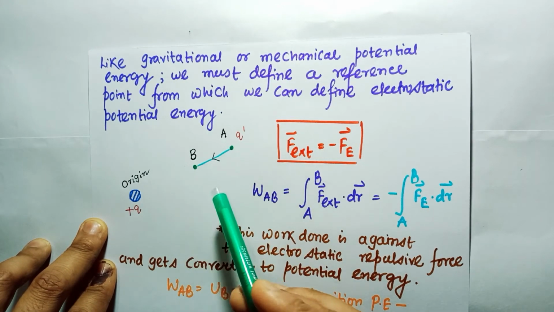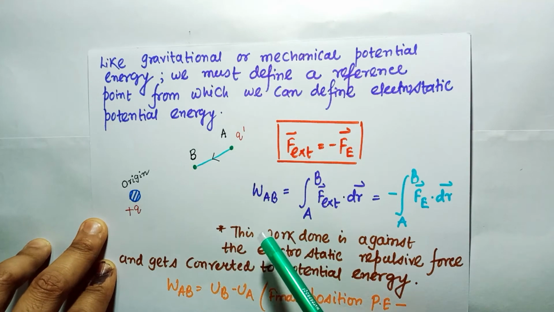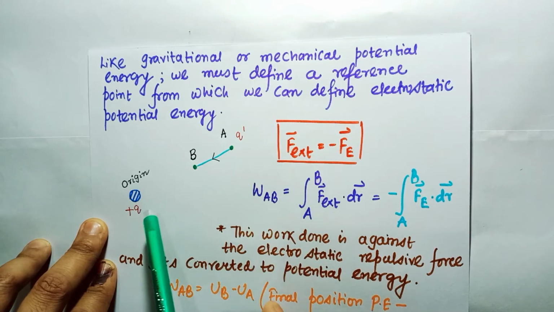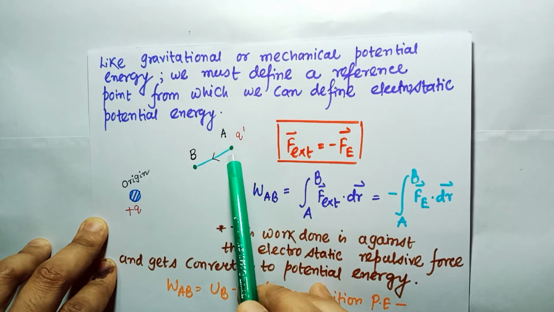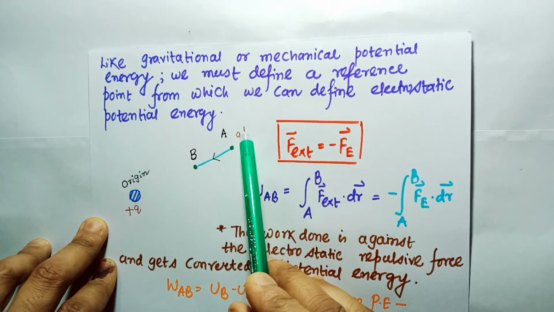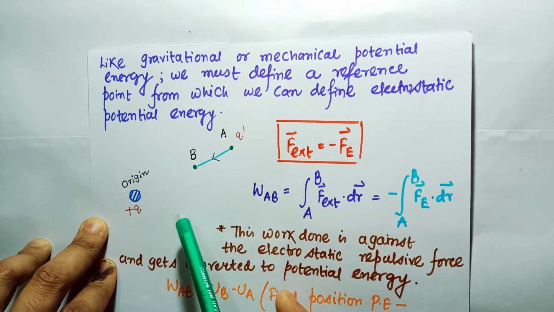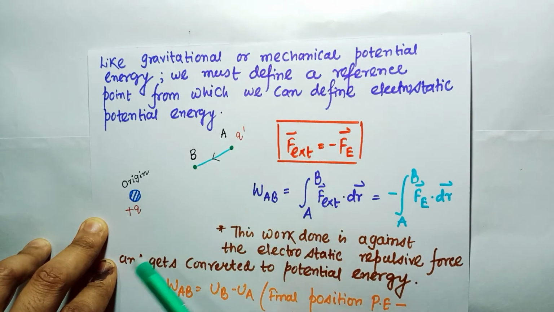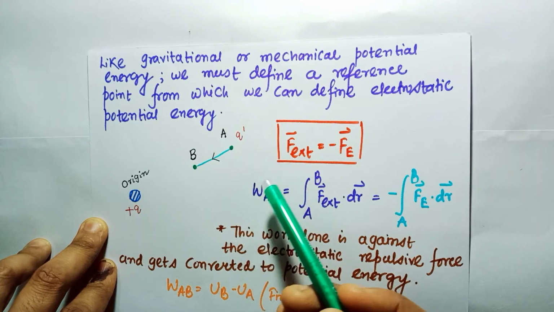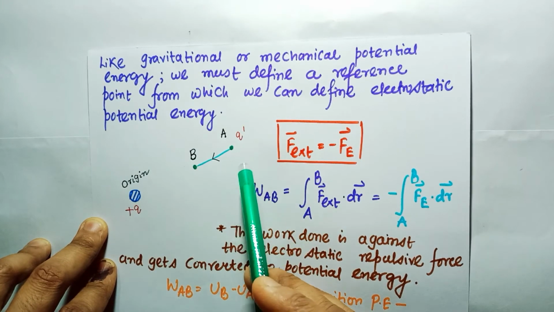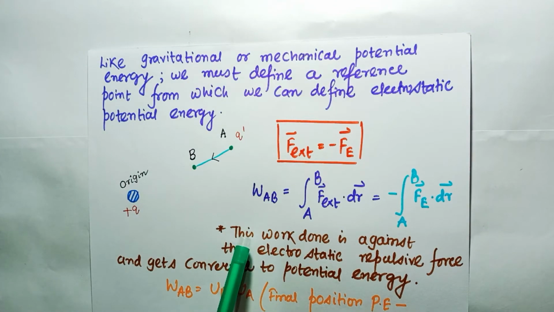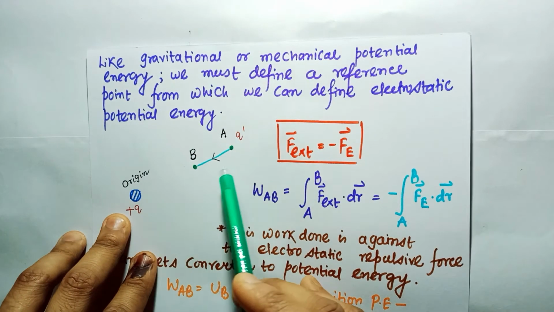We need to put some external force to overcome the electrostatic force, because the plus q charge will produce an electric field. So every time while I am bringing the charge q prime from A to B, there will be an opposite force, which is the repulsive force. So I need to put, every time, some external force to balance this electrostatic force.